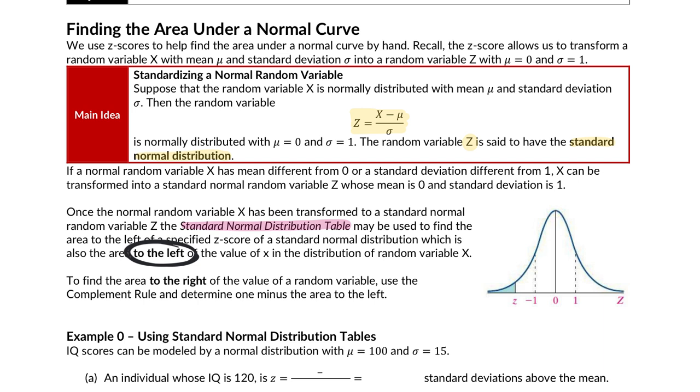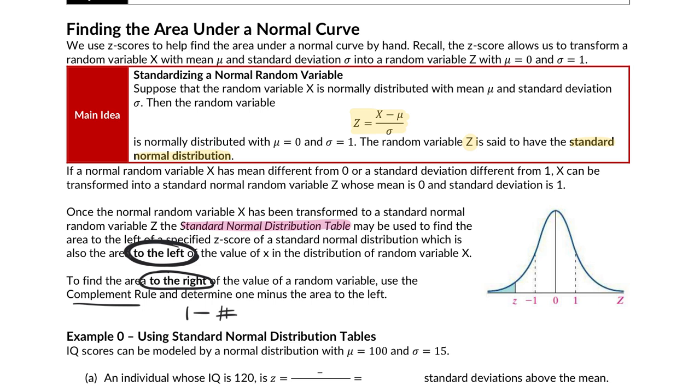If we're asked, though, to find the area to the right, we can use the complement rule, which is 1 minus that number. I'm just going to put that right here for lack of better terms. 1 minus that area determines the area to the right. Since the table gives the area to the left, 1 minus that would give me the area to the right. So it all comes down to the z-tables.